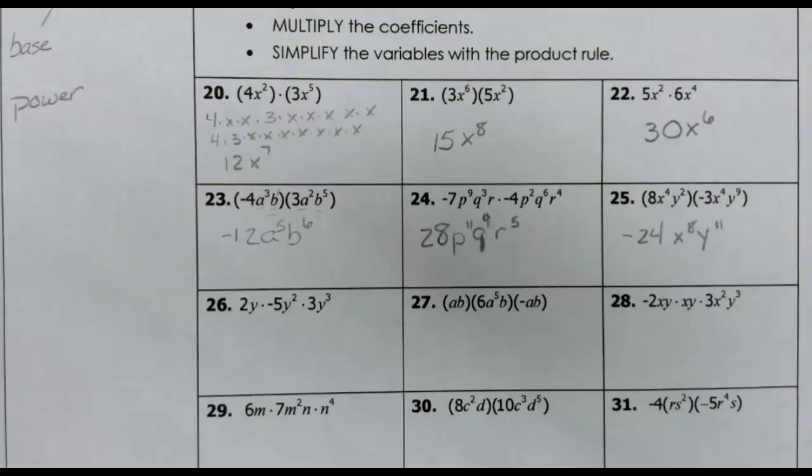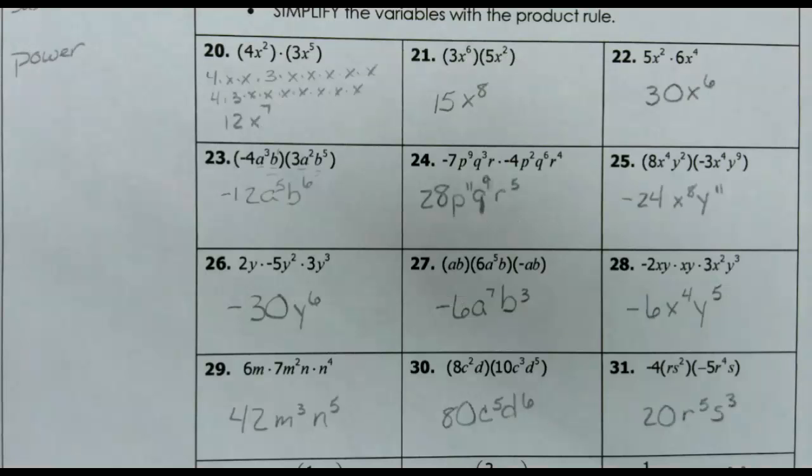25. 8 times -3, -24. I have an x to the 4, x to the 4. When I put those together, that's x to the 8th. Remember, we're adding them. And then y to the 2nd times y to the 9th. We're going to add those up in the exponents and keep that common base of y, so y to the 11th. So I'm going to challenge you here for a little bit. Go ahead and work the next couple of lines. So 26 through 31 here I have up on the screen. Pause, work each one, and then come back.